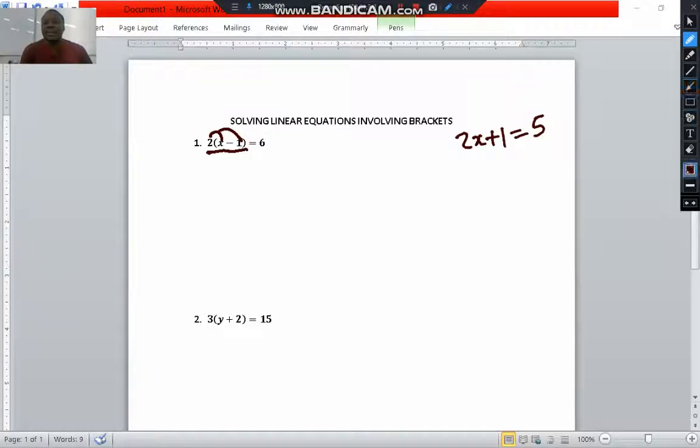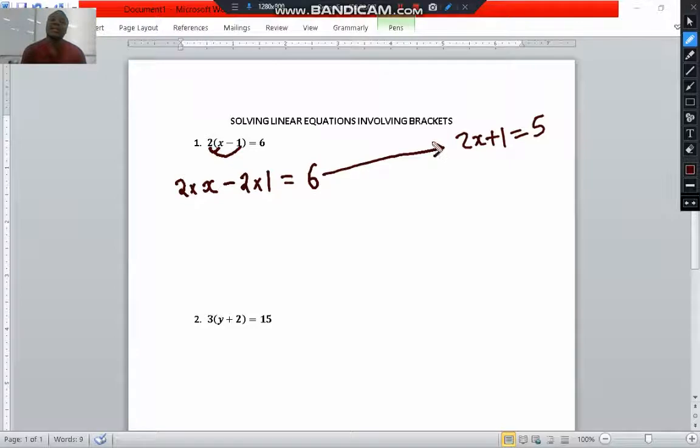So in this case, let's look at our question here. We've got a 2 outside. So before we do anything, it means the 2 gets to multiply everything inside the bracket. So it's going to be 2 times x minus, because there is a minus there, 2 times 1. Then everything equals 6. Now, once we do this, what we are trying to do is get ourselves to the equations that we were dealing with yesterday, because they are easier.